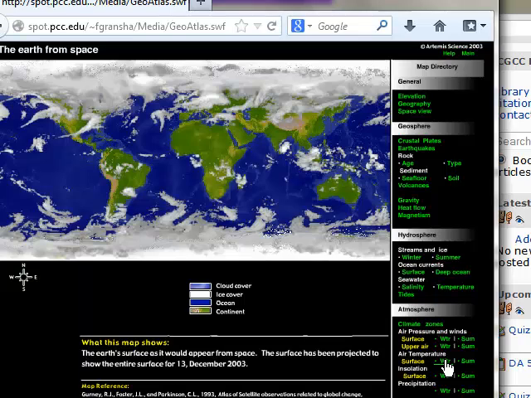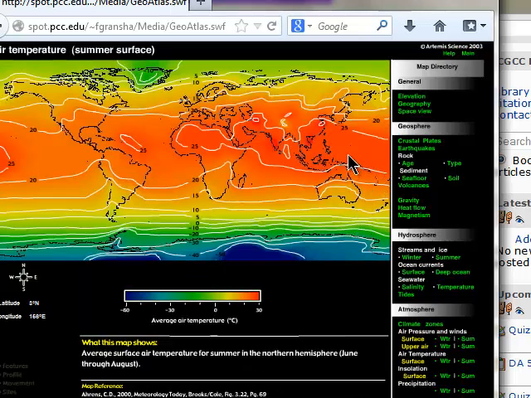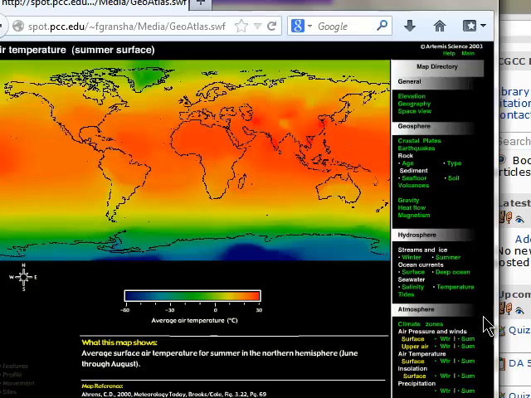If I click on the summer air temperature, we can see that along the equator there is higher temperature. That makes sense, with lots of incoming solar radiation. If I click on insolation to see how much energy is reaching the surface, we can see, yes, lots of energy at the equator. And that is during the summer.